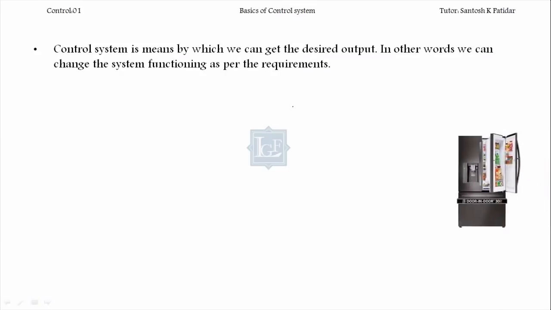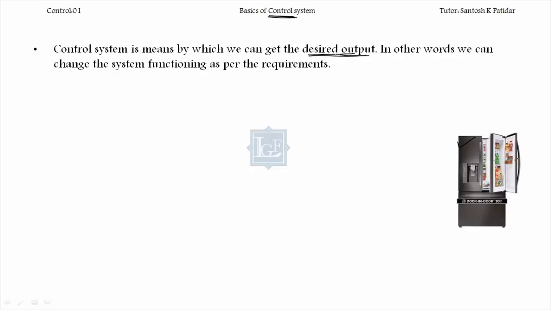What are some examples? See, this is the refrigerator. You can set your freezer points and all, so this is also a control system. You can control the entire functioning of the refrigerator. So all electronic and electrical equipment nowadays are control systems. Or we can say every system is controlled or manipulated in such a way that it will produce the desired output. Whatever you want, it will produce.